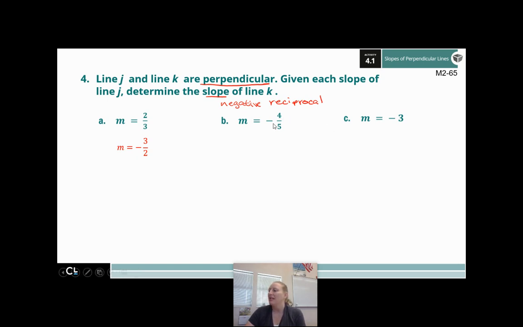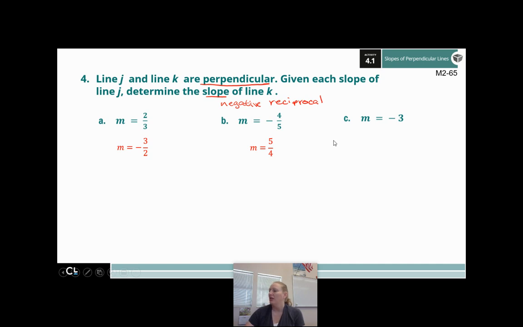Same idea here, negative reciprocal. So I'm going to flip this. That's the reciprocal part. So instead of 4 over 5, it's going to become 5 over 4. But it is a negative, and I got to change the sign. So that means for my perpendicular guy, it will be positive. So my new slope is positive 5 over 4.